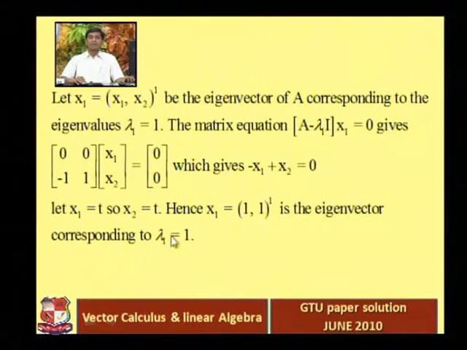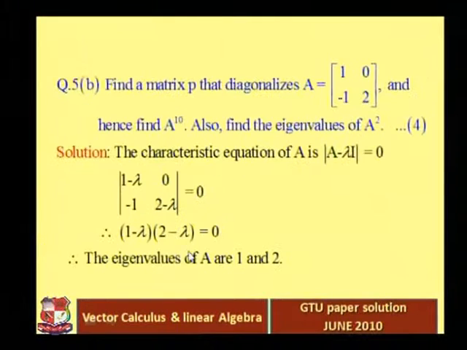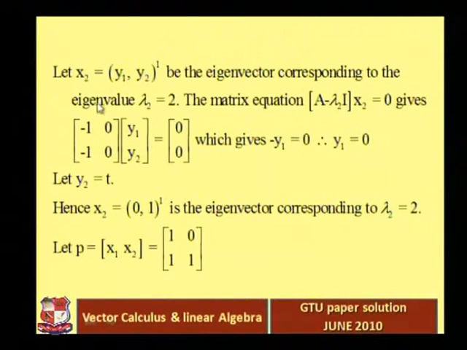Now we want to find the eigenvector corresponding to lambda equal to 2. So another eigenvalue is 2. Put the value 2 here. So 1 minus 2 you will get minus 1, 0, then minus 1, and 2 minus 2, that is 0. So this is the matrix [-1 0; -1 0].